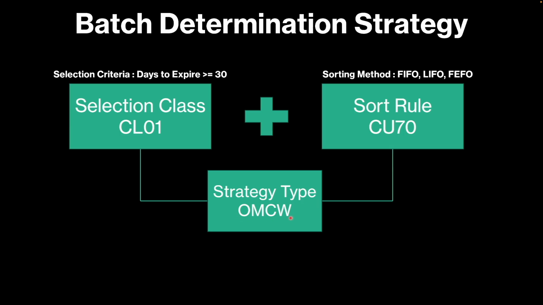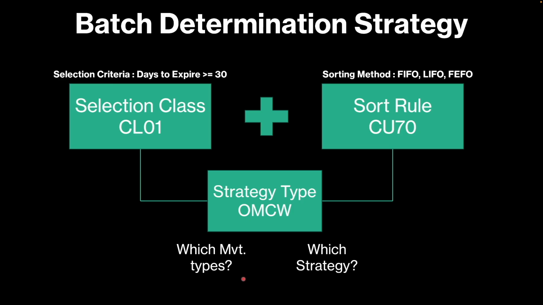This strategy type will basically tell the system what kind of batch determination is to happen. That is, what selection of batches is to be done, and then after the selection is done, how those batches are to be sorted. Okay, so now that we have understood the concept of the strategy type, we need to ask two questions. One is, for which movement types this strategy type is to be triggered, and which strategy has to be triggered when you are posting this movement type.